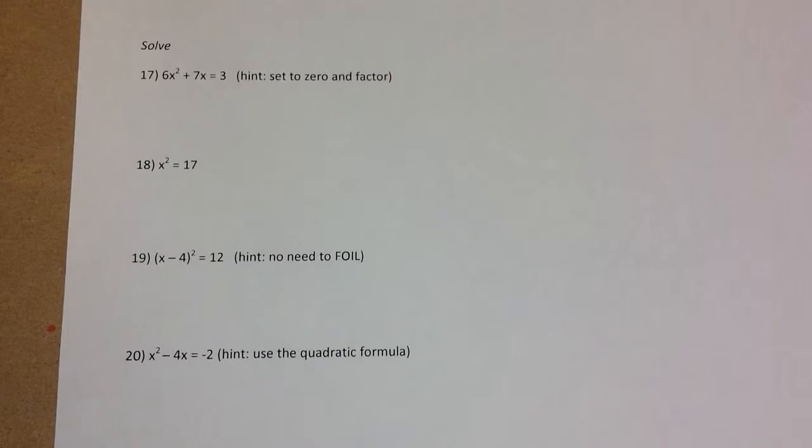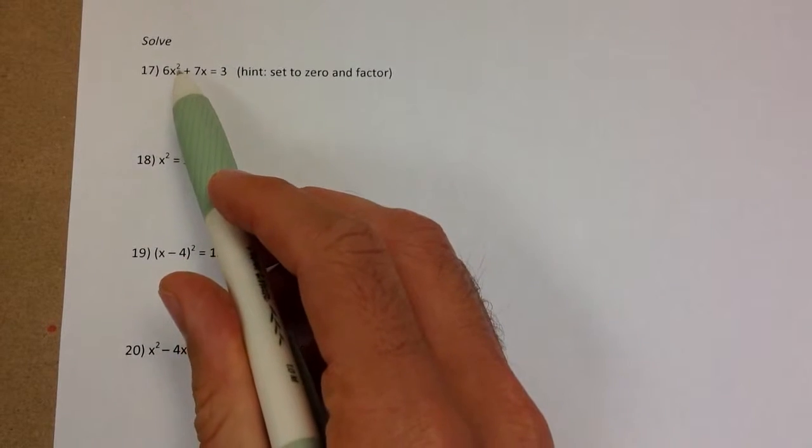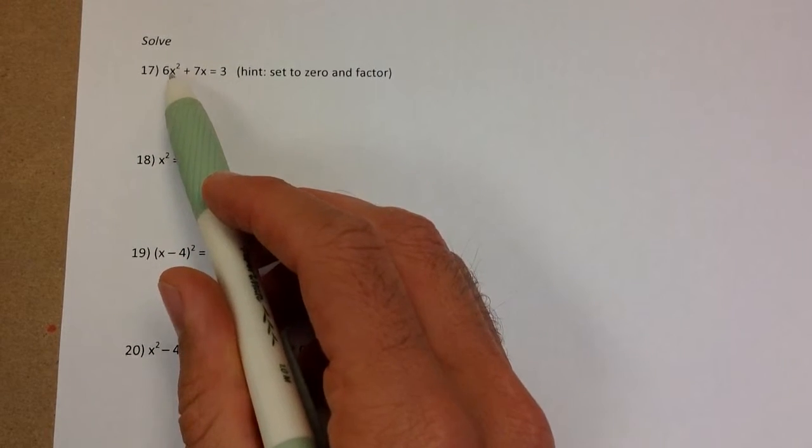This video is a review of solving quadratic equations. Quadratic equations are equations in which the highest exponent on a variable is 2. So as you can see here, 2 is the highest exponent on the variable x.